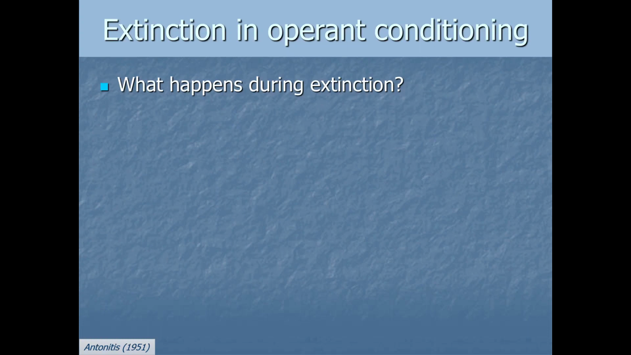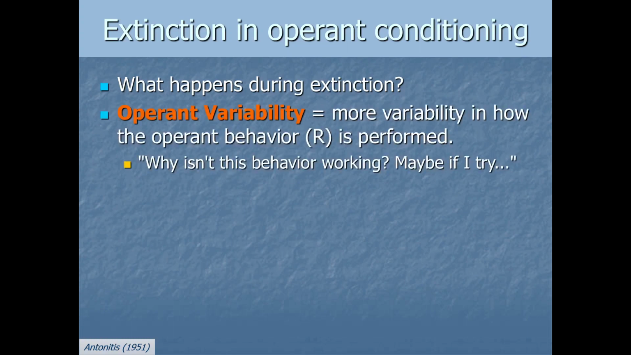Well, for one thing, they start trying new variations of the behavior. We always see this anytime extinction starts. We call this operant variability, just meaning we see more variability in how the operant behavior R is being performed. So in more casual but less scientific terms, basically they're like, why isn't this behavior working? Maybe if I try this, right? So let's think about an example.